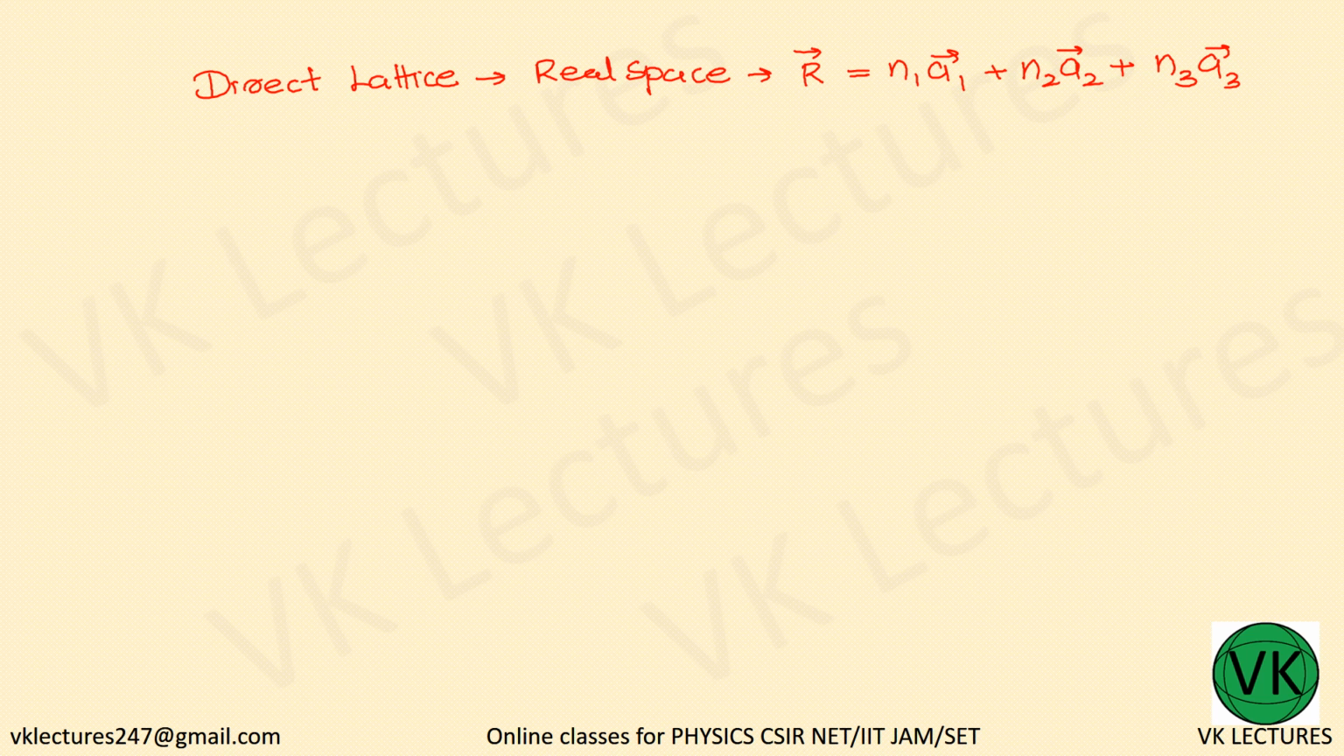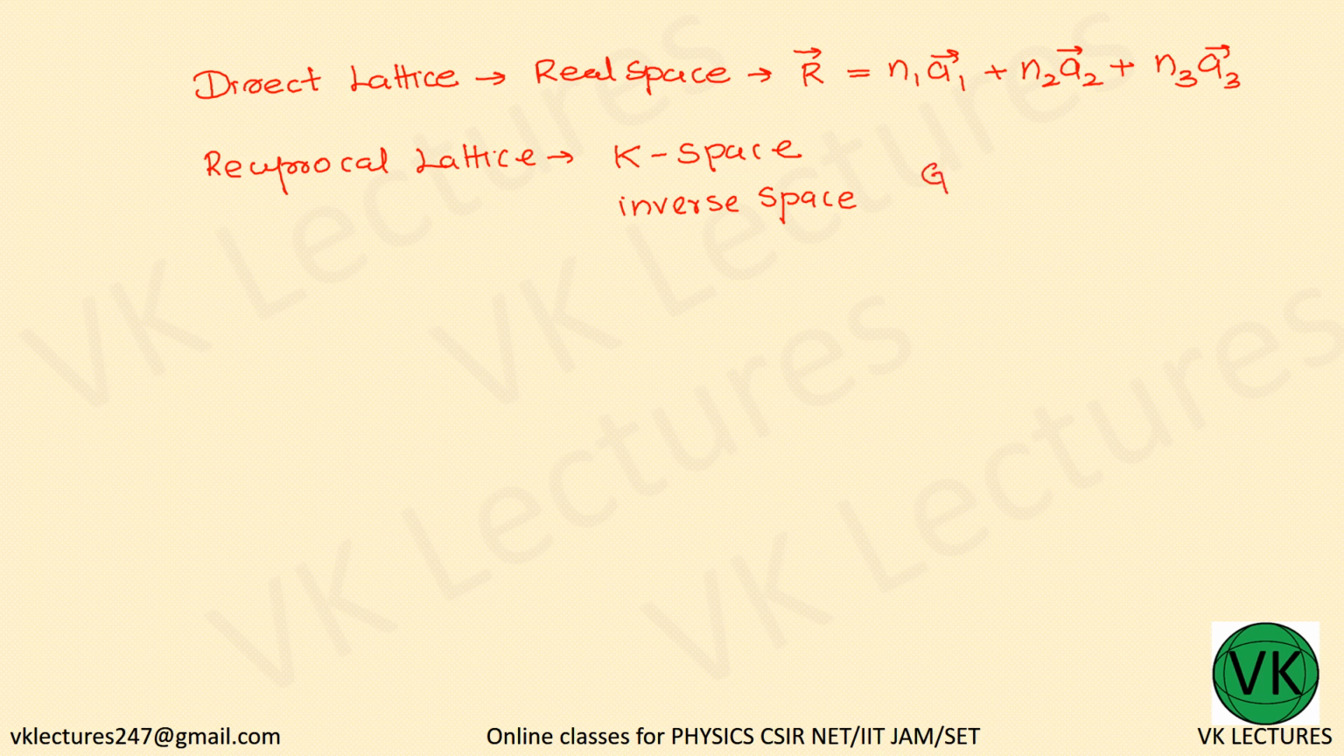Coming to the reciprocal lattice, it is spanned over k space, or it is also called inverse space, and any vector G can be written as h b1 plus k times b2 plus L times b3, where h, k and L are Miller indices.